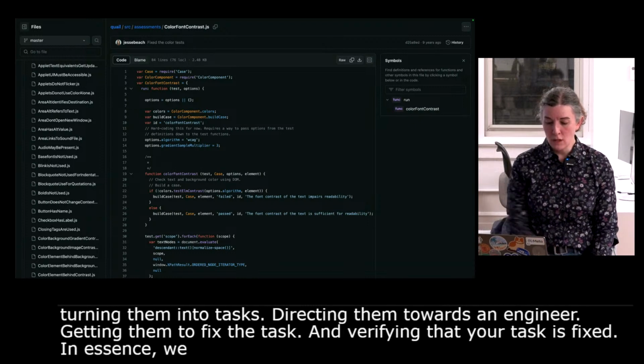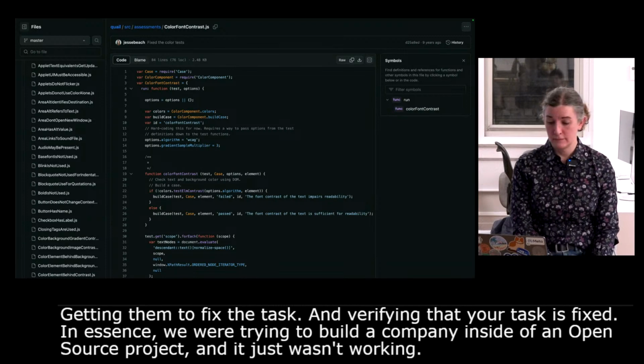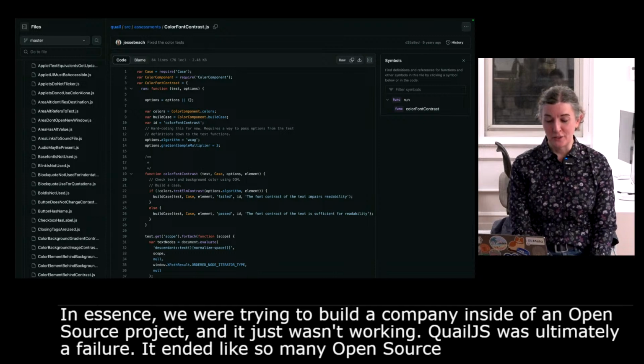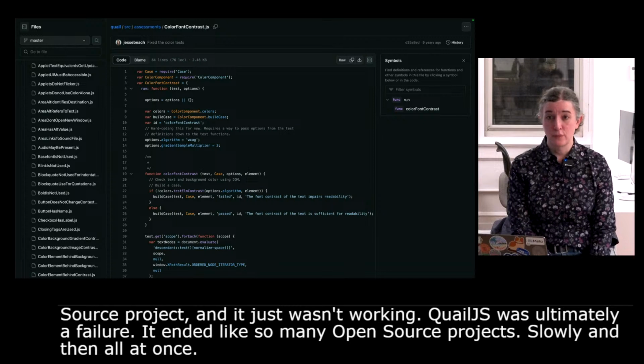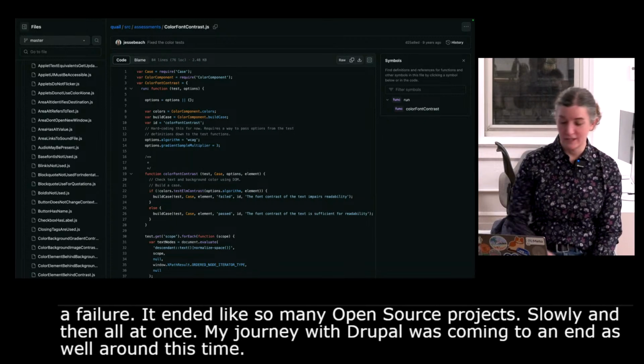QuailJS was ultimately a failure. It ended like so many open source projects, slowly and then all at once. My journey with Drupal was coming to an end as well around this time, but I wasn't about to give up on automated accessibility testing.